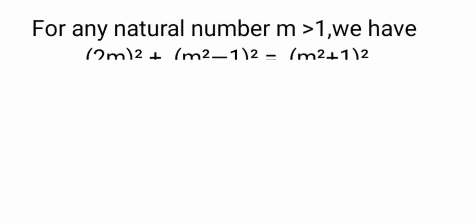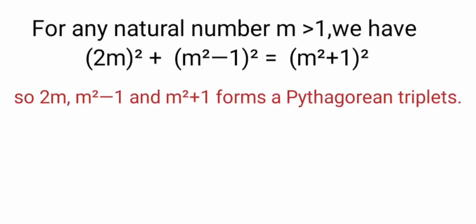So this is the formula for any natural numbers m greater than 1: (2m)² + (m² − 1)² is equal to (m² + 1)². If that condition is satisfied, then 2m, m² − 1 and m² + 1 form a Pythagorean triplet. These are the three members of a Pythagorean triplet.